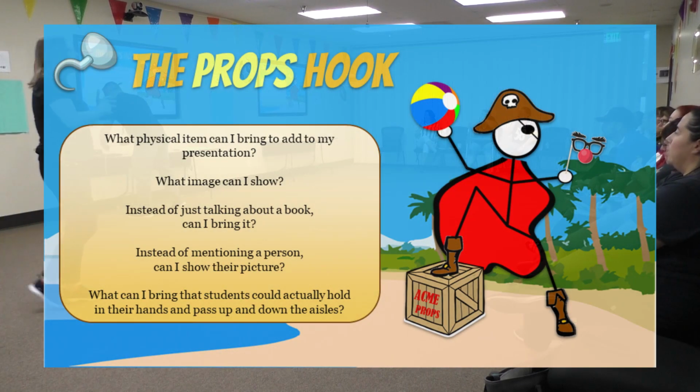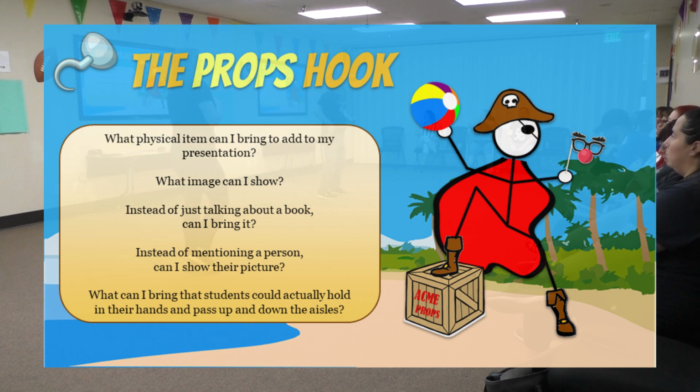Think about the physical items that you could bring in your classroom that maybe you got from home. Thinking about the things that you could bring in that students could actually touch. What could you pass around? What could they actually feel? If you're talking about a certain person, could you bring in a picture of that person or a famous person? If you are talking about a book, can you actually bring in the book so that you can pass it around so that they can see it?